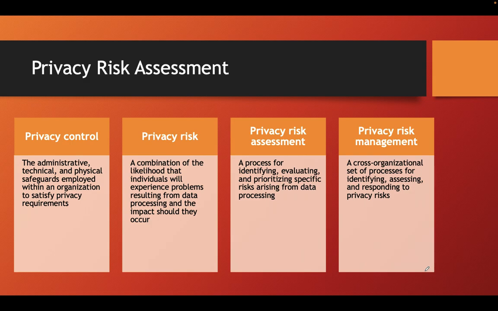A privacy risk is a combination of the likelihood that an individual will experience problems resulting from data processing and the impact should they occur. So a privacy risk is just the combination of the probability that the individual will experience problems from the data that they have in the system.